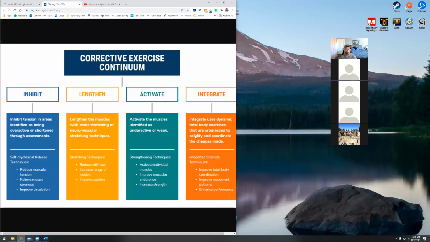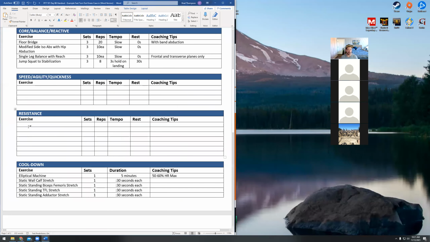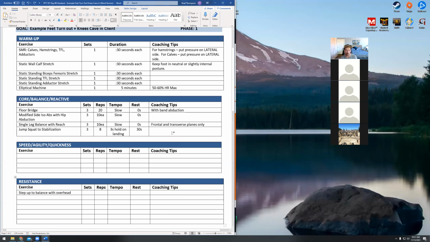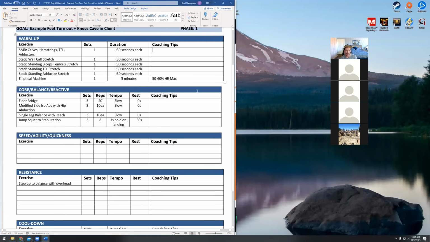That's the integrated portion where we are using total body exercises to really solidify everything. Deadlift's a great example of that. But I could make it even more complicated. I could do like a step up to balance with overhead press. That's a true full body movement, right? Biceps, triceps, and shoulders, plus also the stepping up portion, which is glutes, hamstrings, quads, and calf muscles, right? And that's where we get into the integrated part, but we don't necessarily always have to do that.